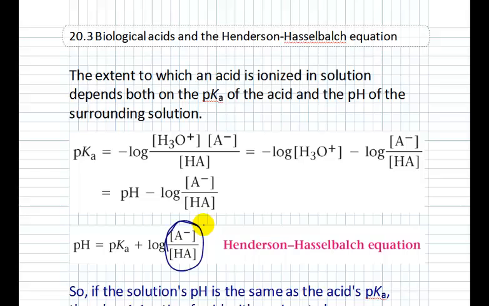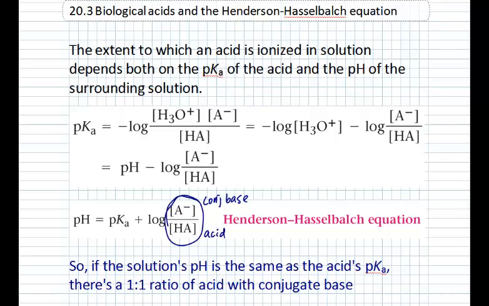Ratio of the conjugate base over the acid. Okay? So if you know what the pH of the surroundings is and the pKa of the acid is, you can figure out what the ratio of base to acid is of that actual solution. So how much of it has been deprotonated, for instance.